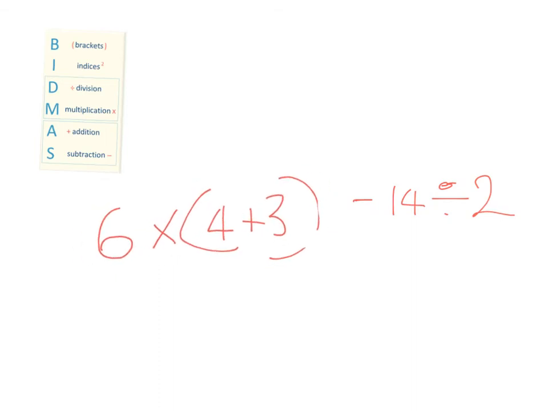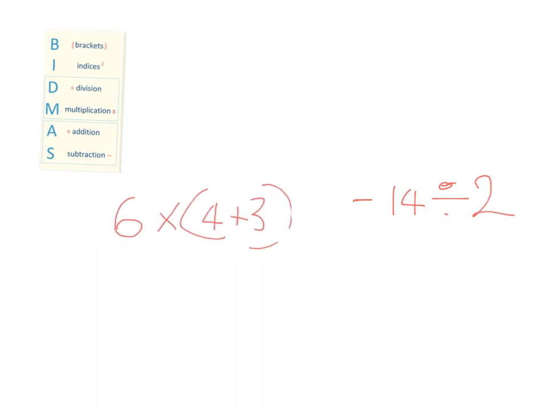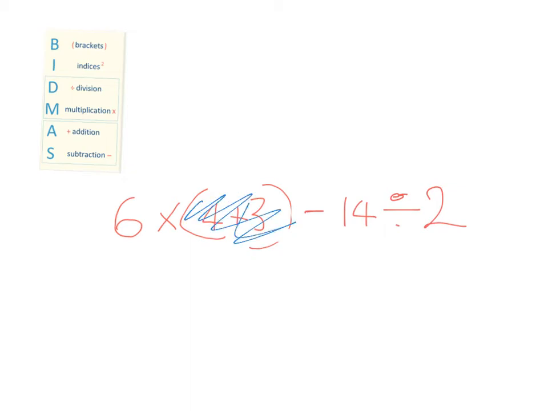Okay. When it comes to this equation, left to right will always work, but we've got to go in order. So brackets first. Let's have a look at some brackets. There they are. There may be lots of different brackets to work through, but at the moment we've just got one. I'm just going to make this a little bit smaller. Okay, so let's do our brackets first, and I'll do it in a different color. So I'll cross that out, and I'll put 7 underneath. So now I've got 6 times 7 minus 14 divided by 2.